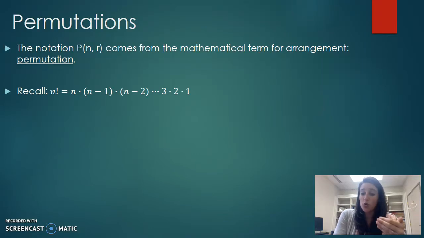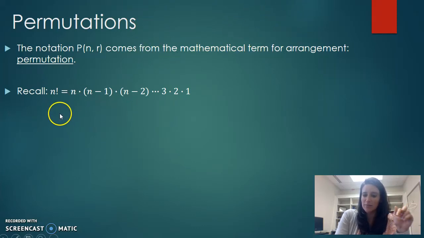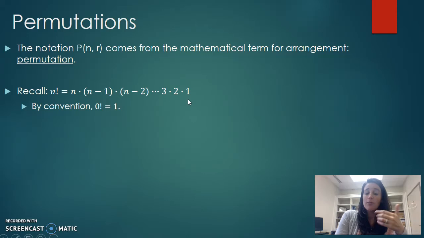And we can use factorials to represent these formulas. Recall that a factorial, so N factorial, with that exclamation point, is equal to N times N minus 1 times N minus 2, all the way down till you get to 3 times 2, and you always end with 1. By convention, we define 0 factorial to be 1. I know that doesn't fit the formula that we've given, but we just define it that way. 0 factorial is defined to be 1.